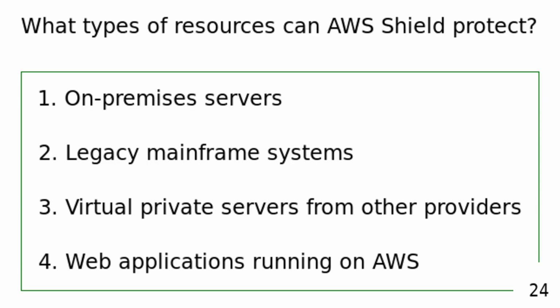What types of resources can AWS Shield protect? On-premises servers. Legacy mainframe systems. Virtual private servers from other providers. Web applications running on AWS.